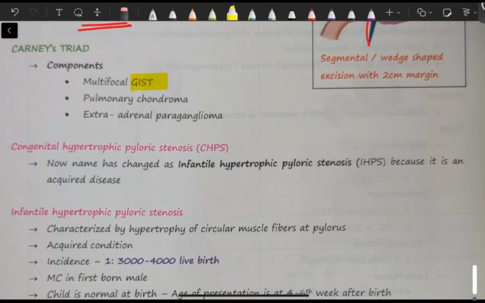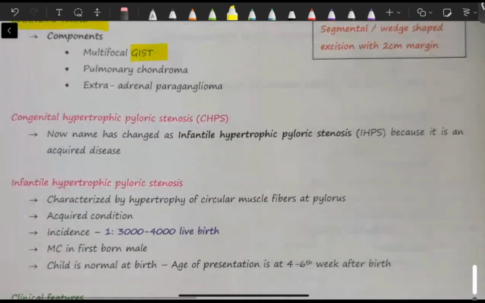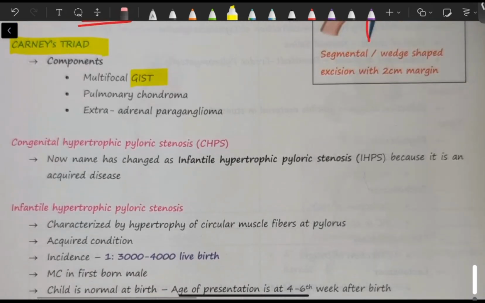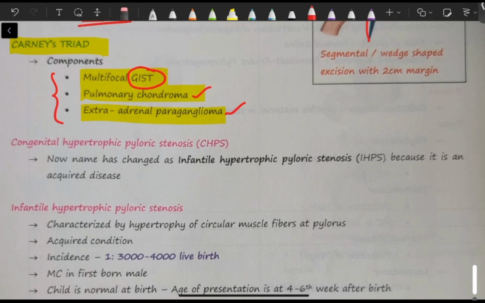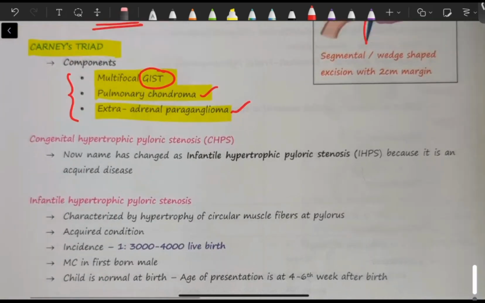GIST is also a part of a triad called Carney's triad. So GIST alone might not be there. The patient might present with respiratory difficulty, and you can diagnose pulmonary chondroma. Along with that, when you see there is a tumor in the stromal region also, along with that there are some paragangliomas in the adrenal region. So if these three are present in a patient, then that triad is called Carney's triad. So when you find GIST, you should also look for these two. These might be present synchronously. Okay, so this was about gastrointestinal stromal tumor.